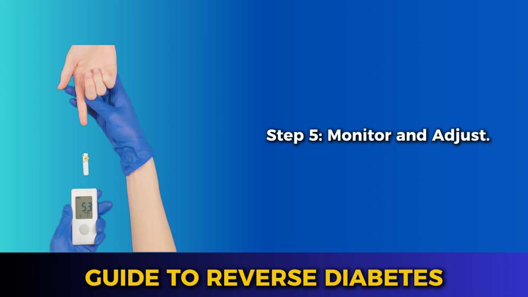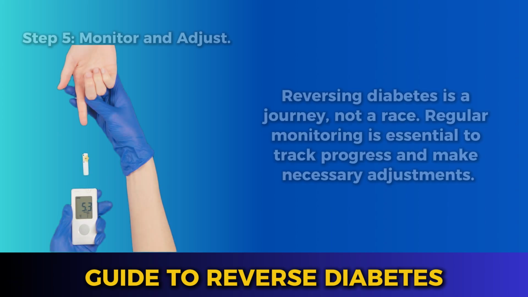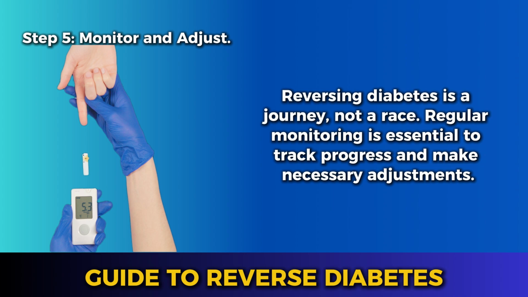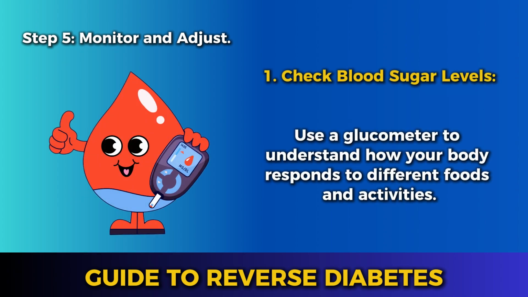Step 5. Monitor and adjust. Reversing diabetes is a journey, not a race. Regular monitoring is essential to track progress and make necessary adjustments. 1. Check blood sugar levels. Use a glucometer to understand how your body responds to different foods and activities.